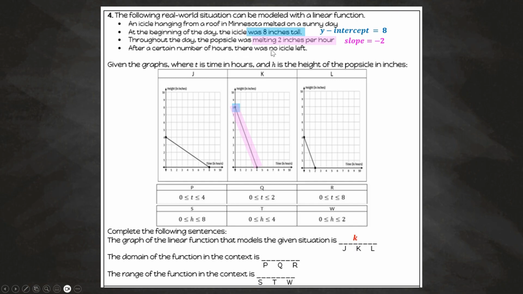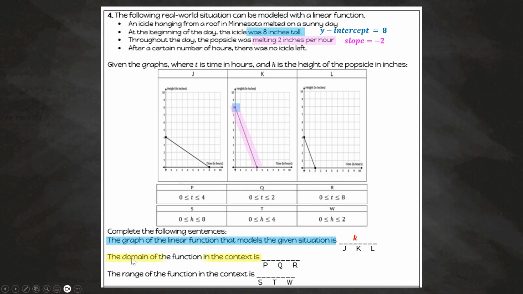At a certain number of hours, there was no icicle left. Well, after 4 hours, there was no icicle left. So now we have to complete the following sentences. The graph of the linear function that models the given situation is graph K. That one's pretty easy.